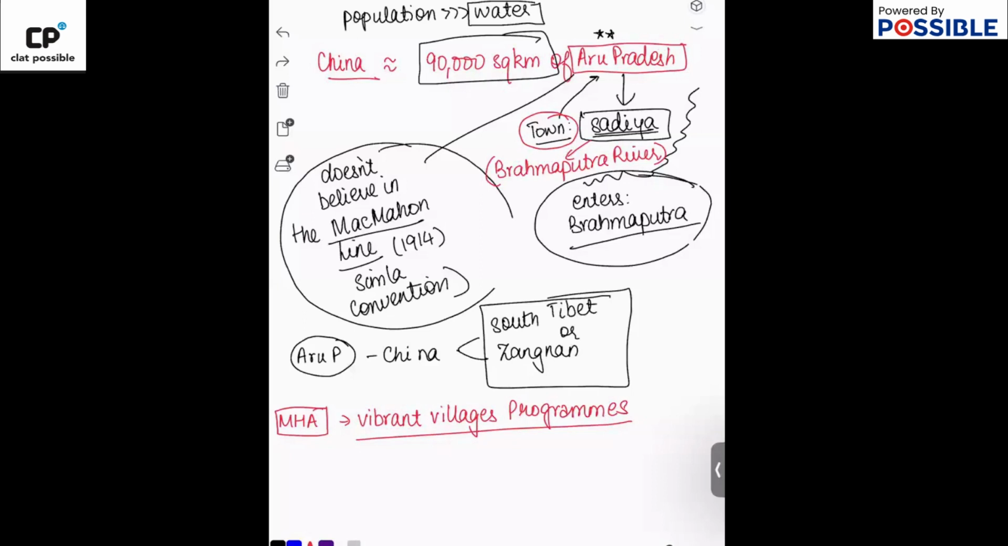Alright. So approximately 90,000 square kilometers of Arunachal Pradesh is being claimed by China, and which is why the Ministry of Home Affairs has started off.